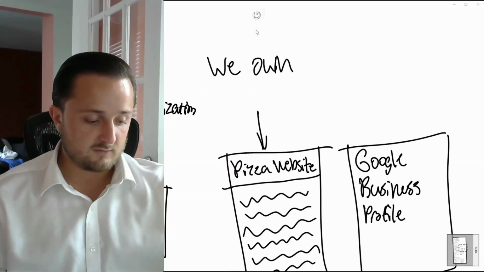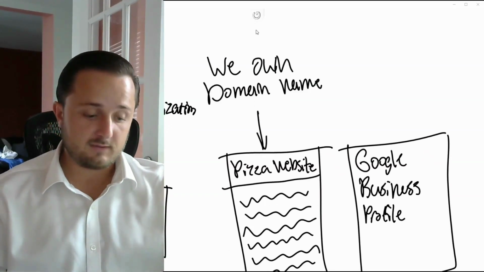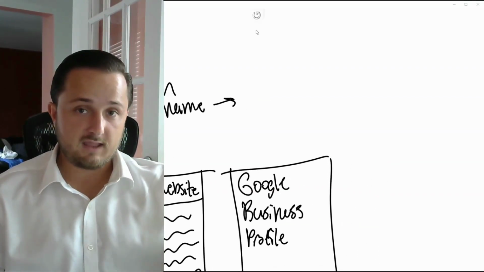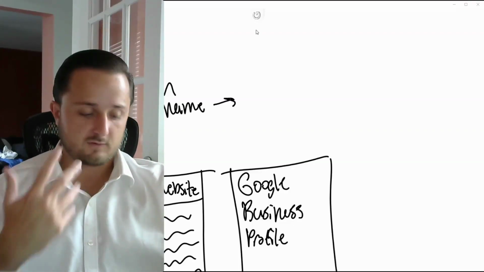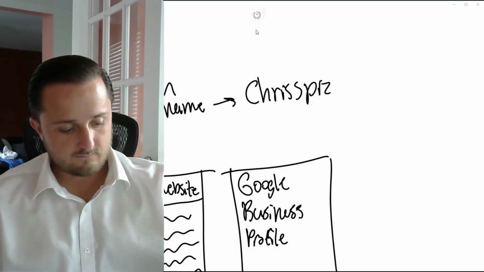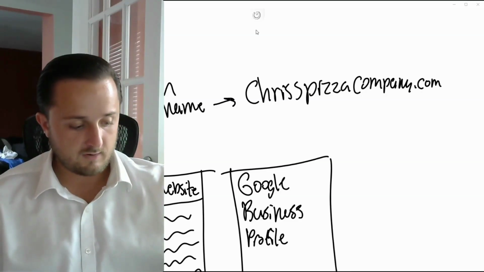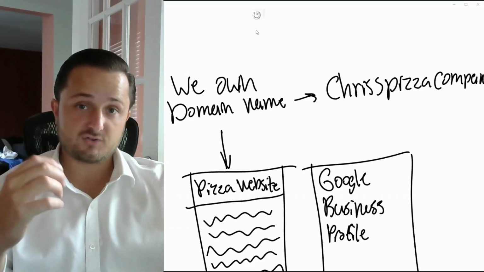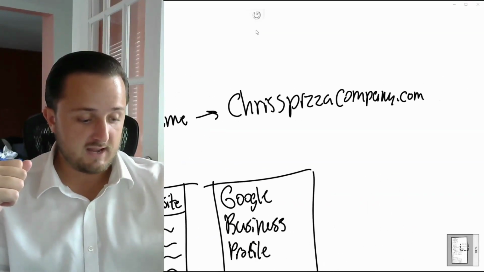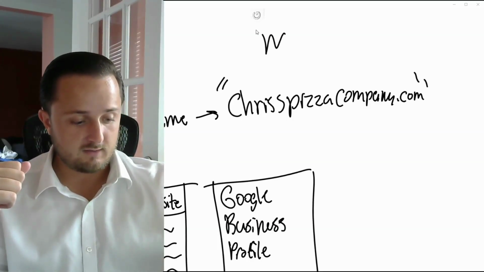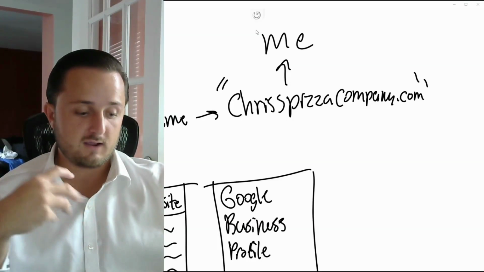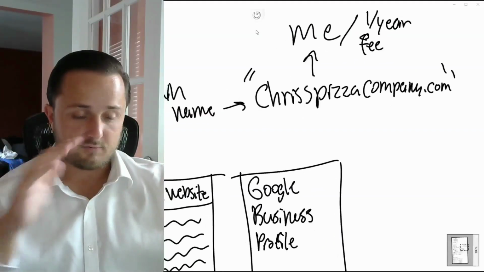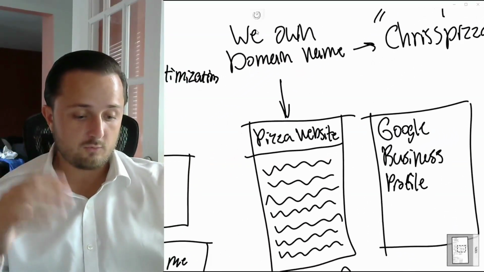So with the website, you can own the domain name. And what that means is that, as an example, if my company's name was Chris's Pizza, my name's Chris, so Chris's Pizza Company.com, right? I can go and register, I can go and buy, I can go and purchase, I can go and set this name to me. I can be the owner of that, right? And then once a year, there's a fee to maintain that. But regardless of that, we own the domain name.